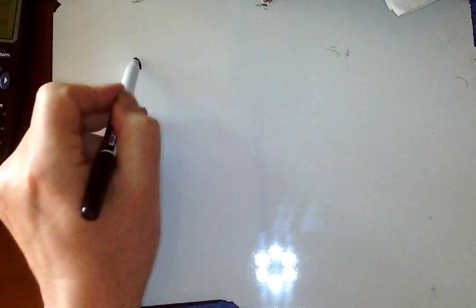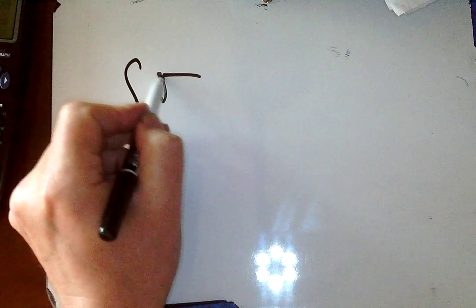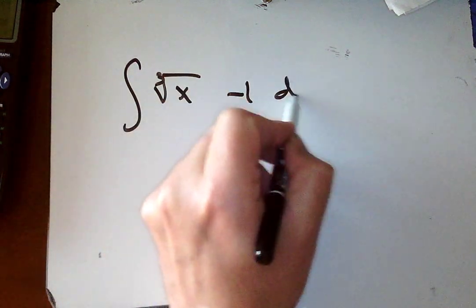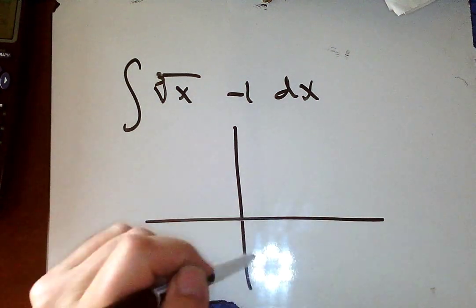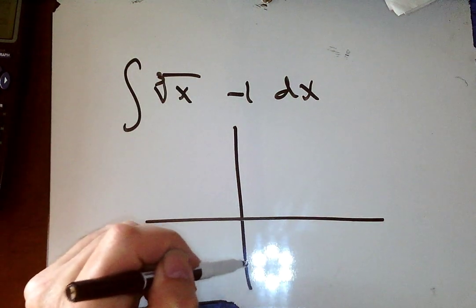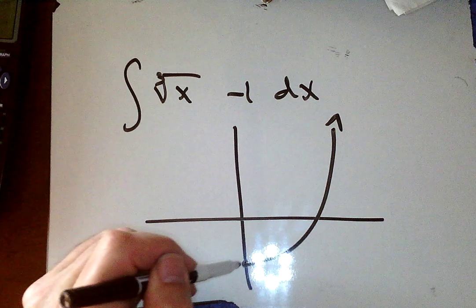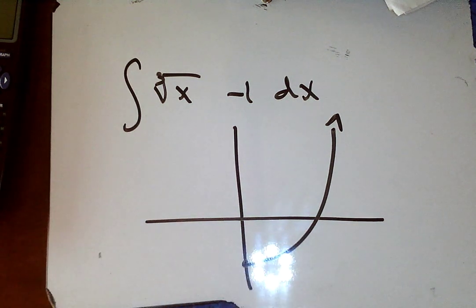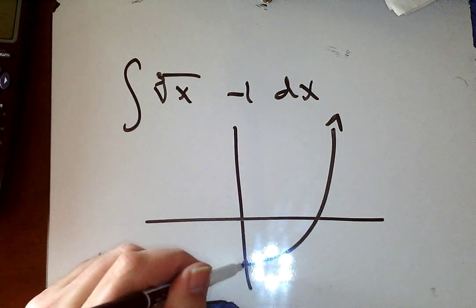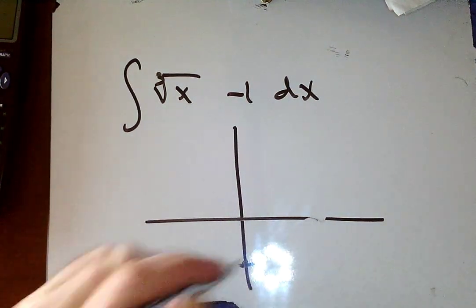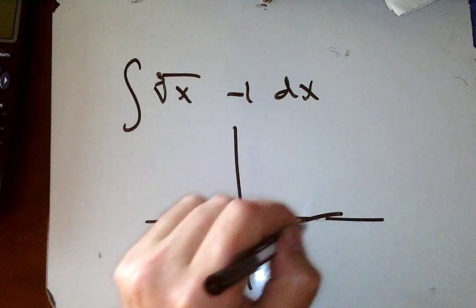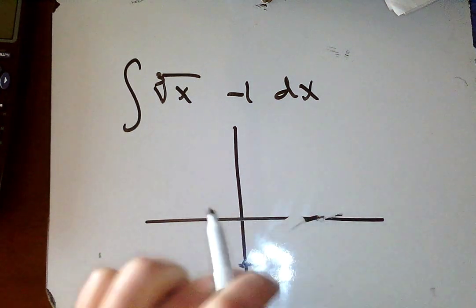Okay, how about this one? The integral of cube root of x minus 1 dx. Well, let's think about that one graphically. So cube root of x shifted down 1. That's it. Well, now what am I looking at here? Oh, sorry, that's not the right shape. That was x to the 3rd. There, that's our cube root shape.